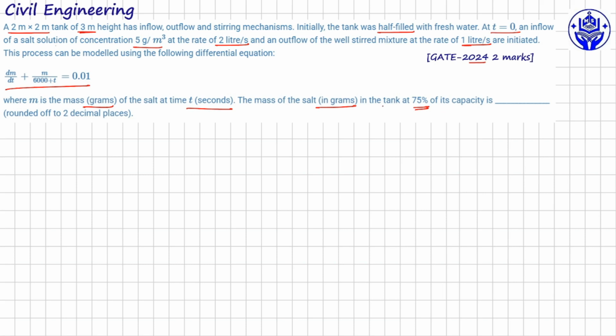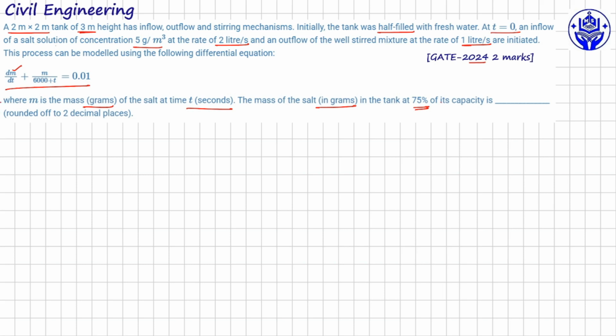We need the mass of salt in the tank at 75% capacity. So at 75% capacity, what is the mass of the solution that we are going to calculate? At the end, we are calculating the solution of this differential equation. But to solve this problem, we first need to determine the time at which the tank reaches 75% of its capacity. It means we need the tank's dimension.